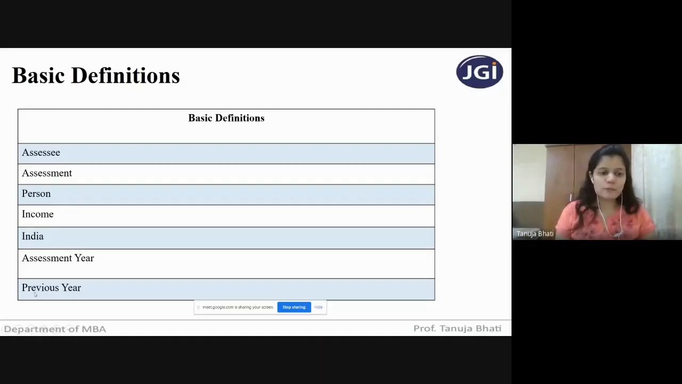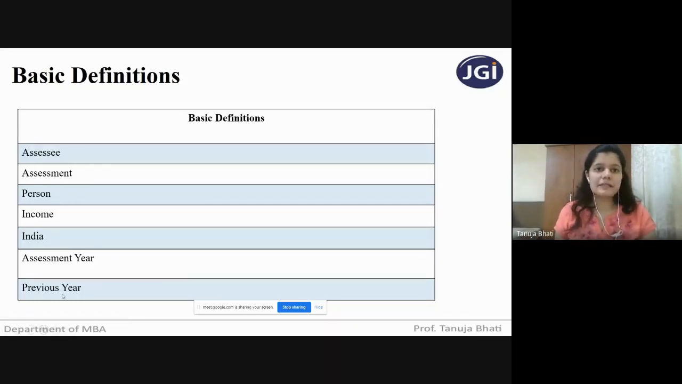Next, assessment year. First, let me explain what is previous year. What is the meaning of previous year? See, financial year is a year comprising 12 months, which begins from 1st April and ends on March of the succeeding year. So we say financial year is nothing but the previous year, which commences on 1st of April and ends on March of the next year.